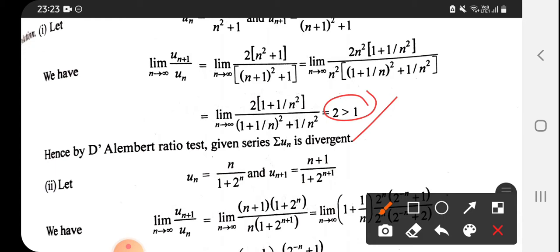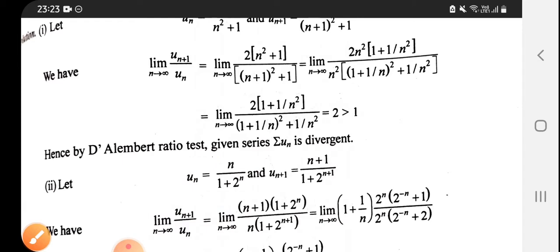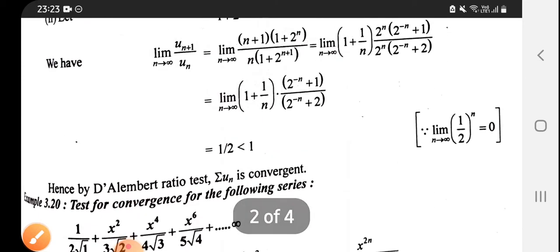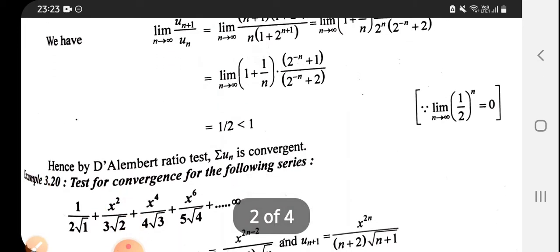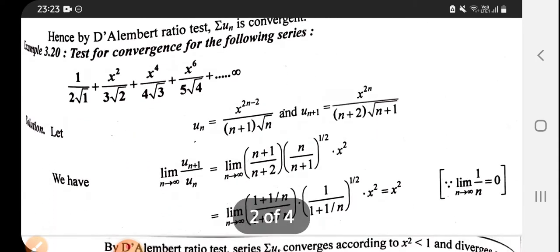For the next, this is the general term. This is un plus 1. By replacing n by n plus 1, we get this ratio, n tending to infinity, and we see that this value is 1 by 2, which is less than 1. That's why the given series is convergent.